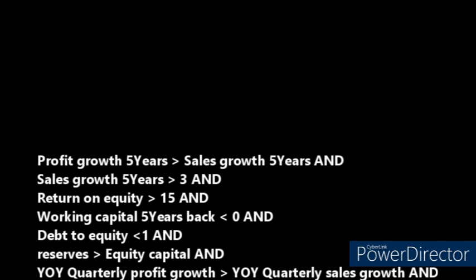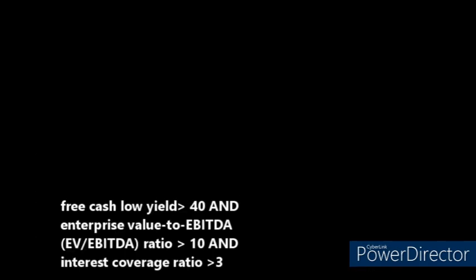Now, we'll add a few more as suggested by ChatGPT, like free cash flow more than 40, enterprise value to EBITDA, EV by EBITDA more than 10, interest coverage ratio more than 3. The combined criteria for stock selection will yield in the following impact. Profit growth 5 years more than sales growth 5 years.